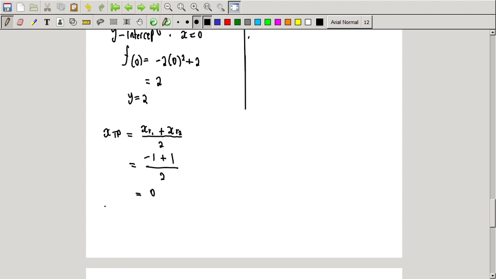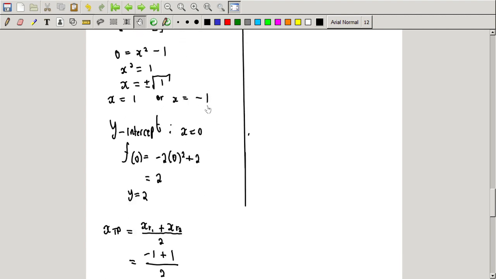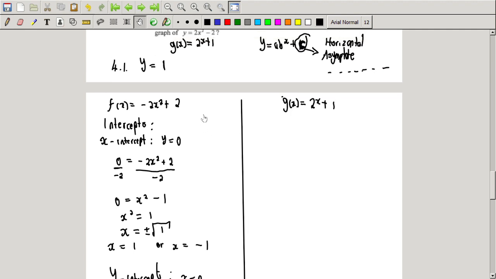Or I can say the axis of symmetry is equal to minus b over 2a, which is equal to, let me go back to the function. Our b value, I think it's 0. Let's go back to the function. I want to show you how to get the b.